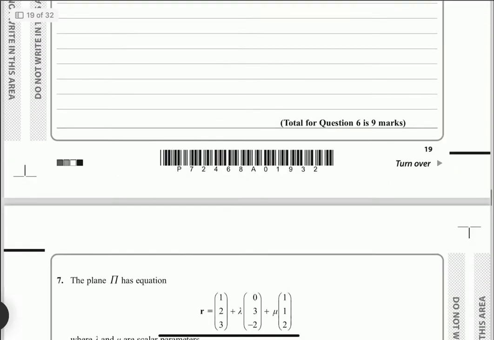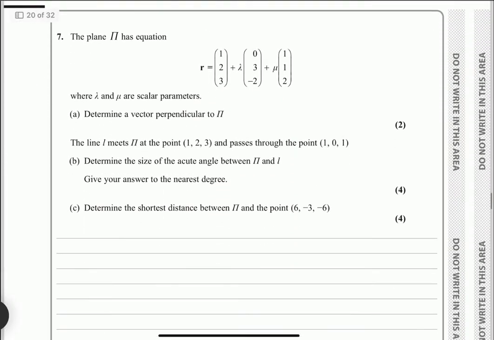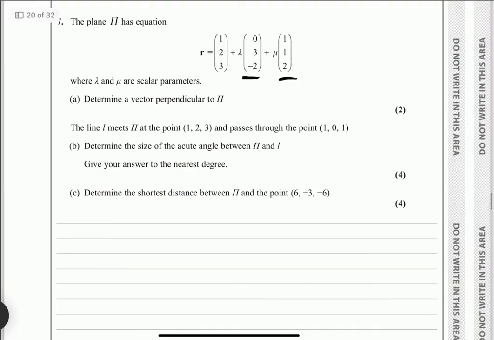On to question 7. Plane equations. So we've got the equation given to us here of capital pi. Determine a vector perpendicular to capital pi. Okay, that's a cross product because we've got two direction vectors inside the plane that are non-parallel. So a perpendicular vector to both of those is perpendicular to the plane.